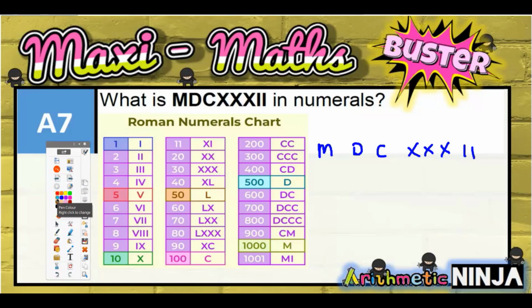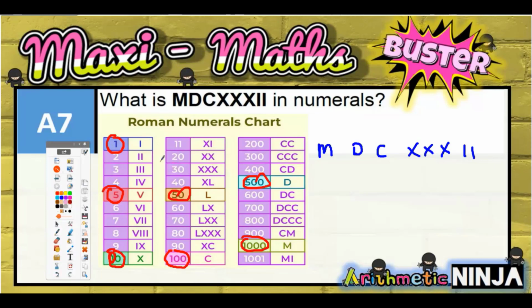Question 7. What is MDC XXXII in Roman numerals? So we've got a little chart here of some famous Roman numerals. The most famous ones of all are the ones that are 1, 5, 10. They've been highlighted in a different color: 50, 100, 500, and 1000. The Romans basically used those 7 building blocks to build any other number.